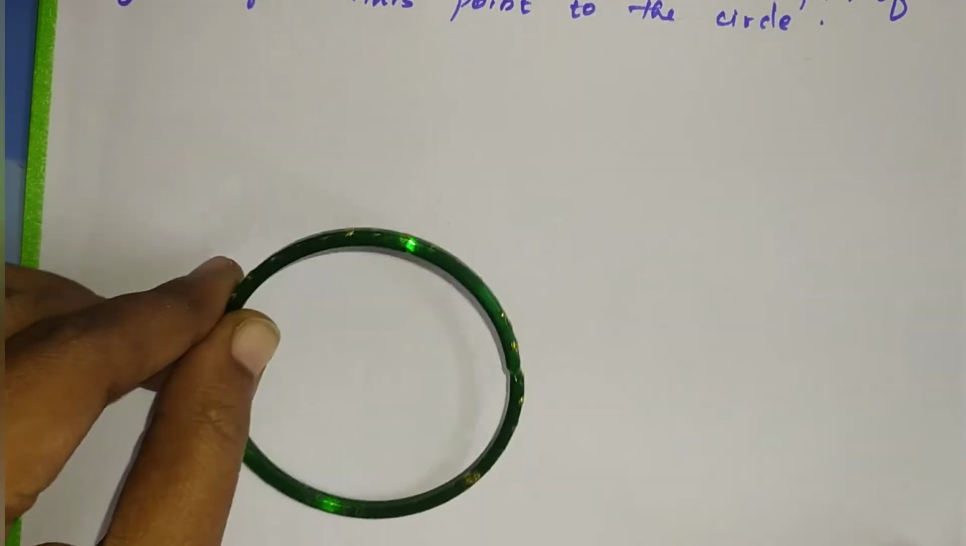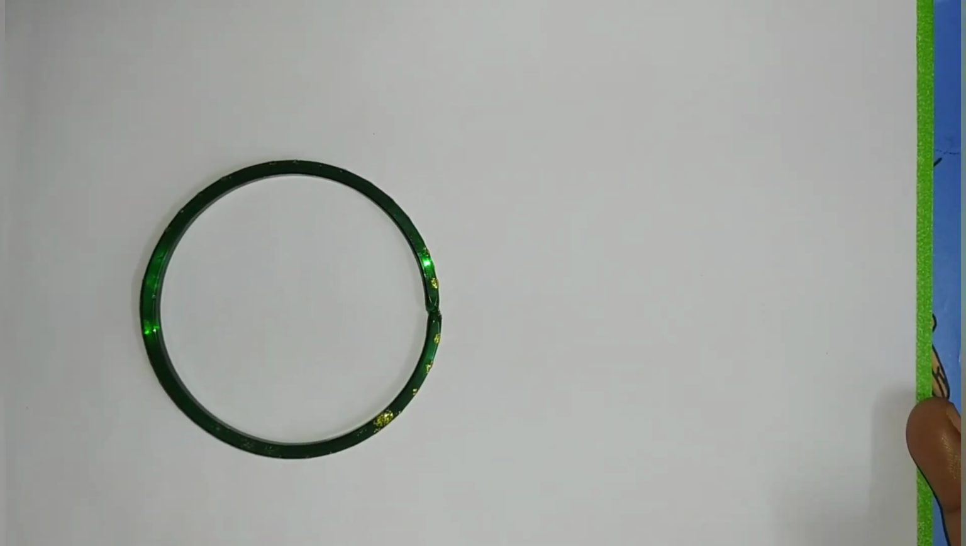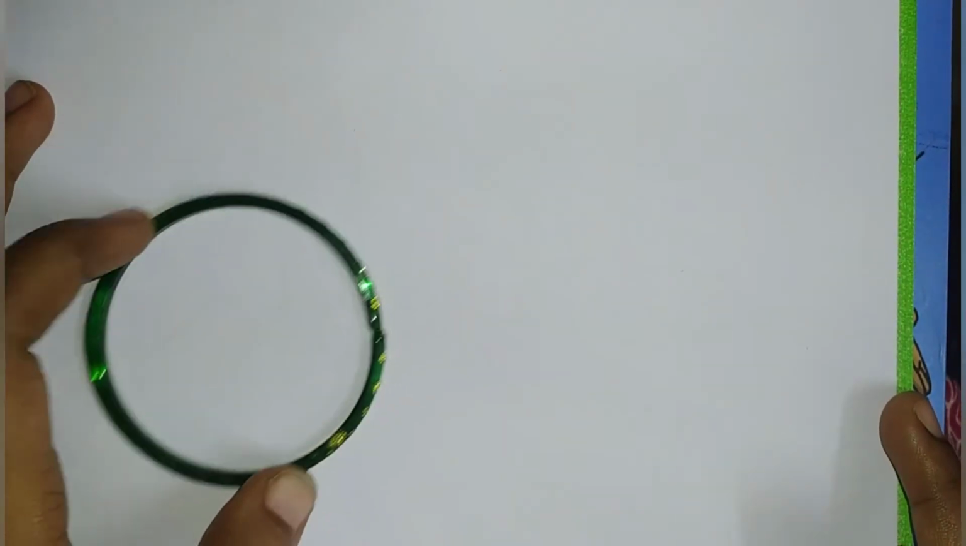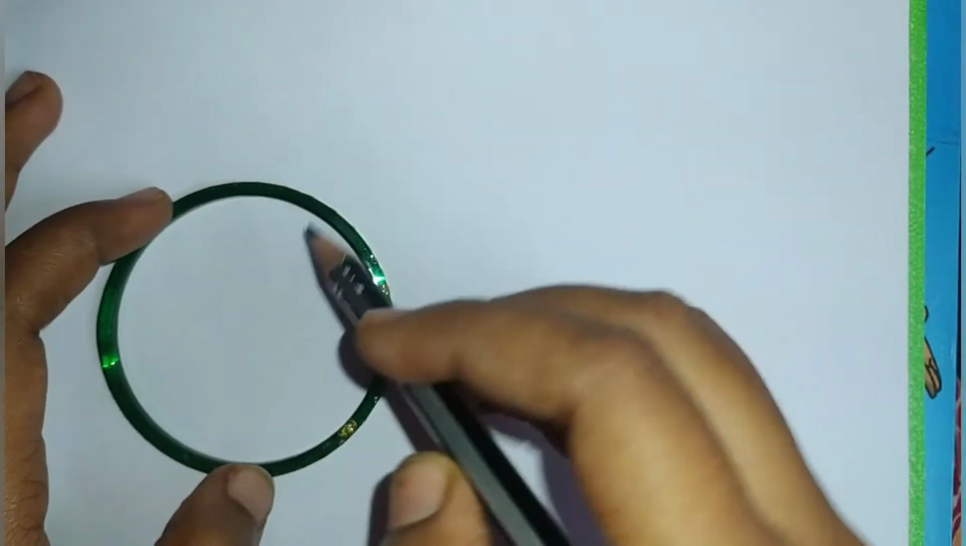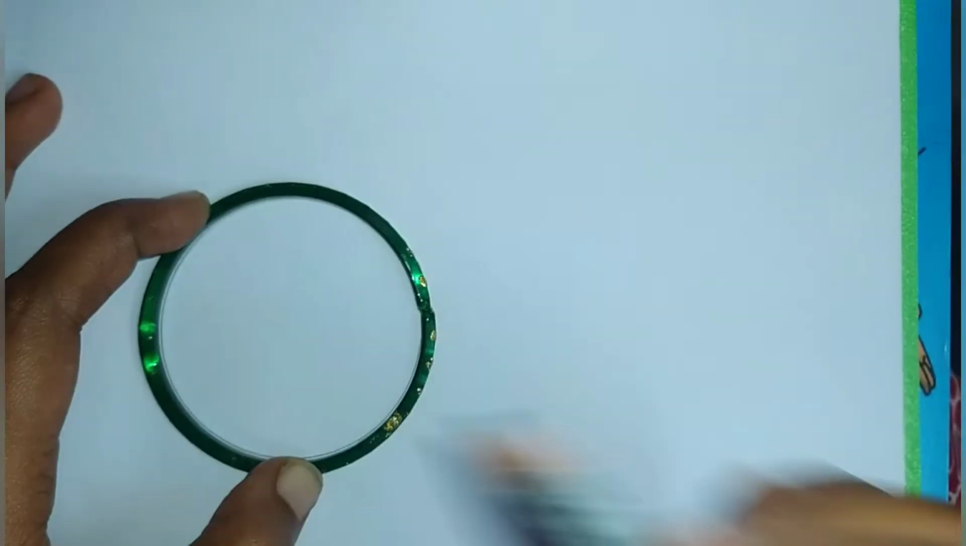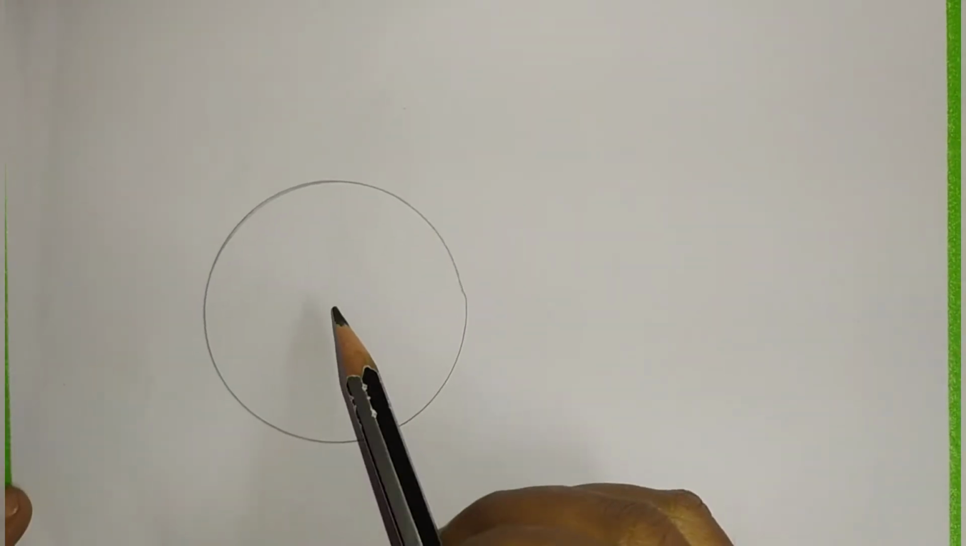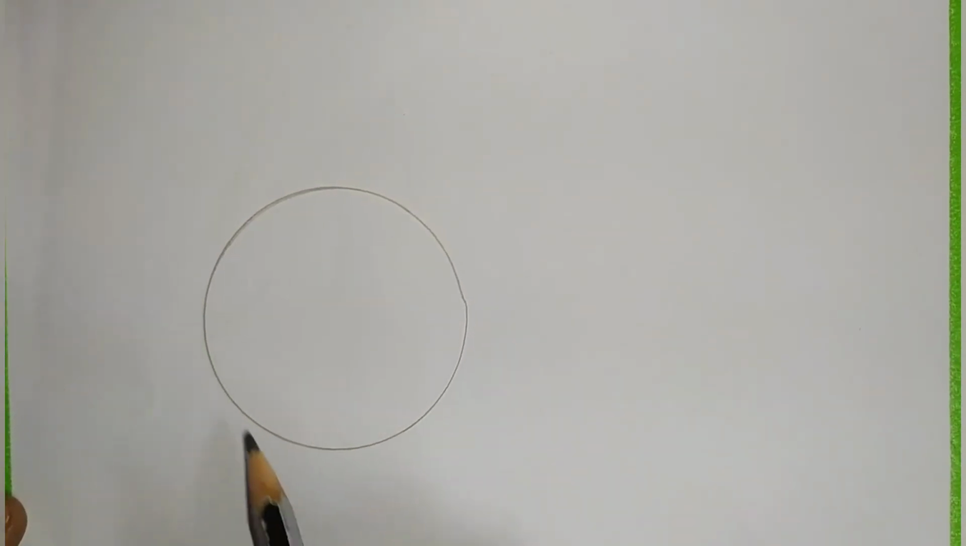So, I have one bangle. First, draw a circle with the help of the bangle. Okay, now we have drawn a circle with the help of the bangle.